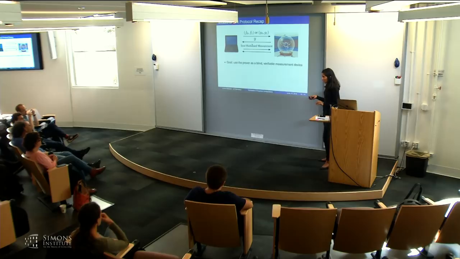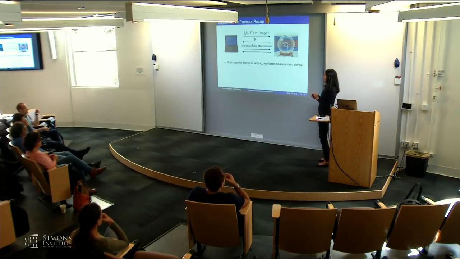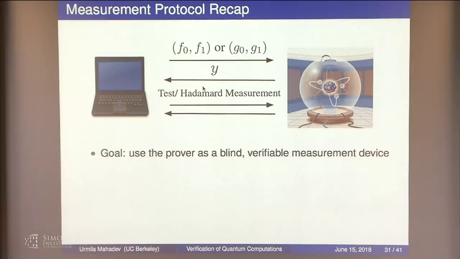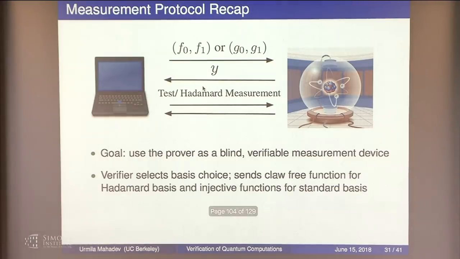That's it. OK. So this is the recap of the measurement protocol. The goal is to use the prover as a blind, verifiable measurement device. The verifier selects the basis choice, either Hadamard or standard. If it's Hadamard, he sends over trapdoor claw-free functions. If it's standard, he sends over trapdoor injective functions.